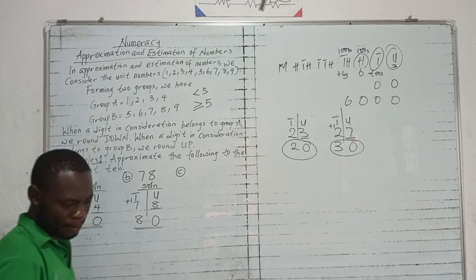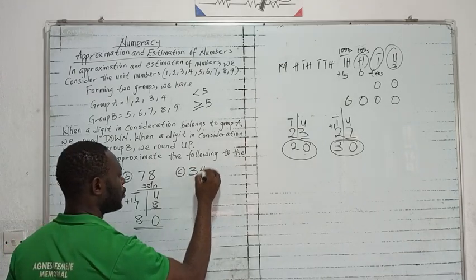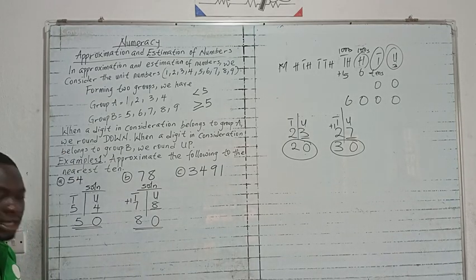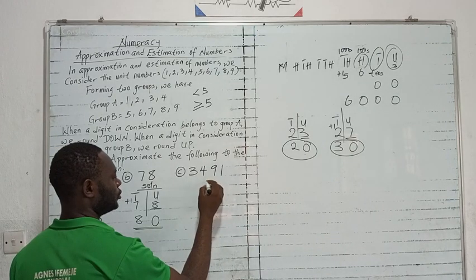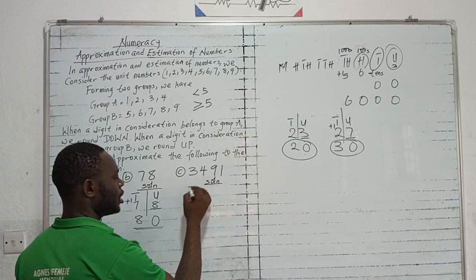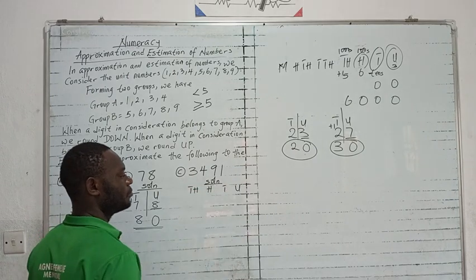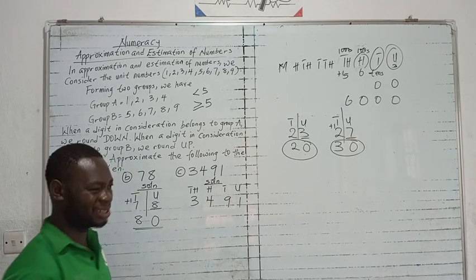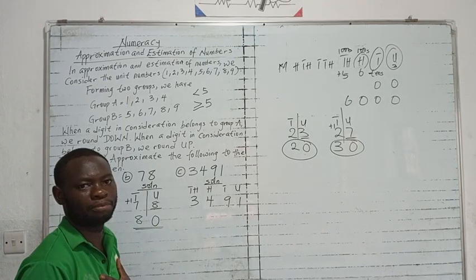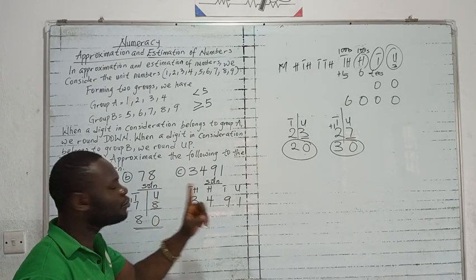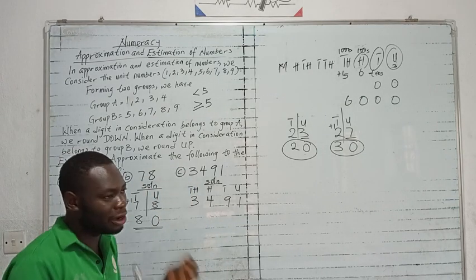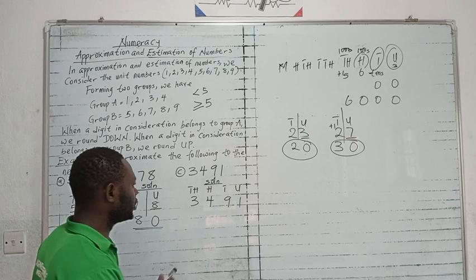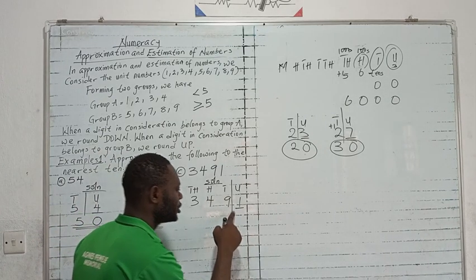C. Let's say we are rounding 3,491 to the nearest tens. Solution. What's the first thing to do? Arrange in the place value system. And this is a 4-digit number, so we have 1,000, 100, tens, and units. No matter how big the number is, it is not our concern. Our concern is that whenever we are rounding to the nearest tens, we consider the units, not minding how big the number is, even if it is up to billions.